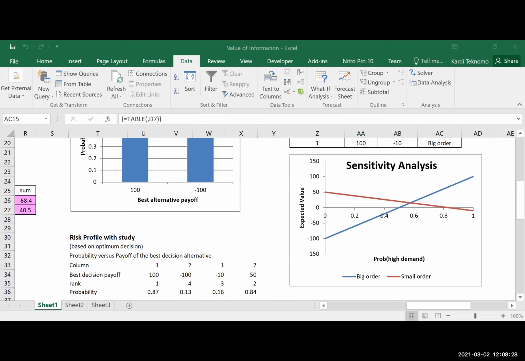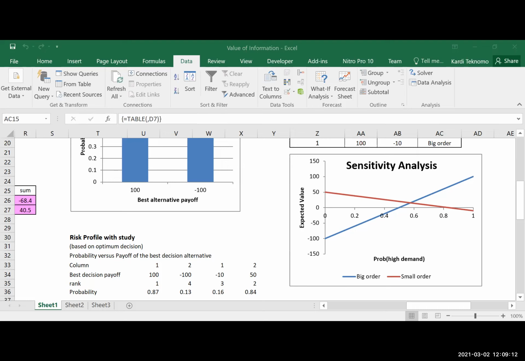Okay, for the sensitivity analysis, if the big order is larger than the small order, then we should select the big order. Yes, but what is it in the big picture? What is sensitivity analysis anyway? Sensitivity analysis is analysis that we see from the probability, when you change or vary the value of probability.